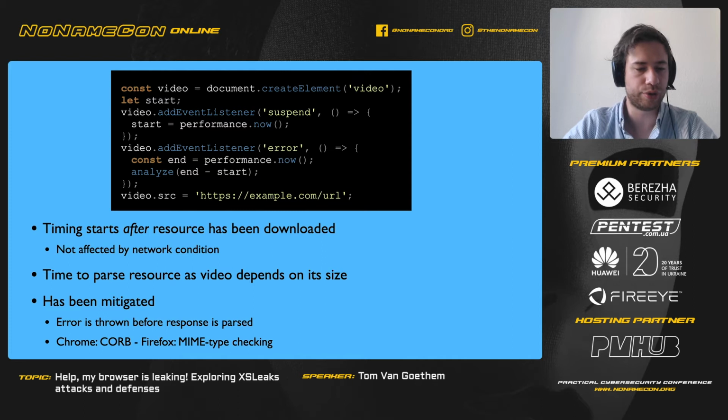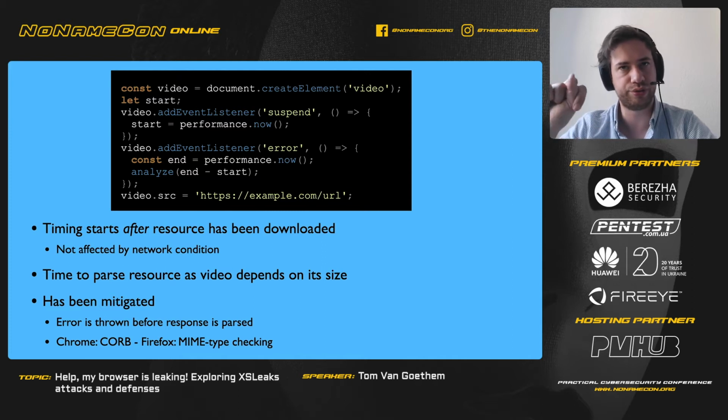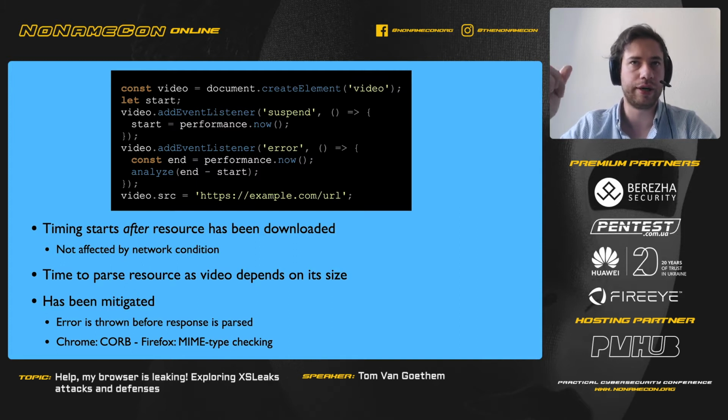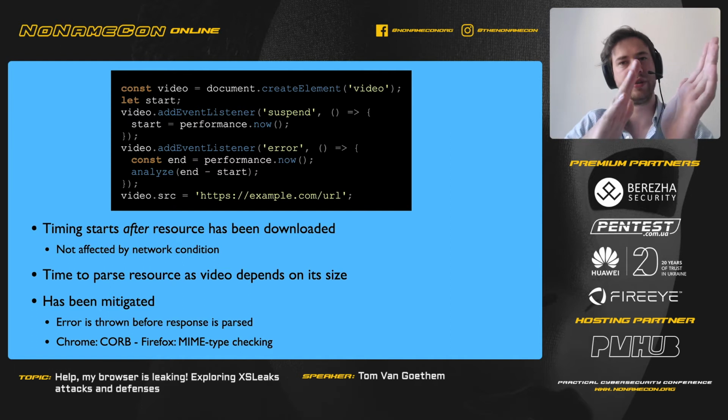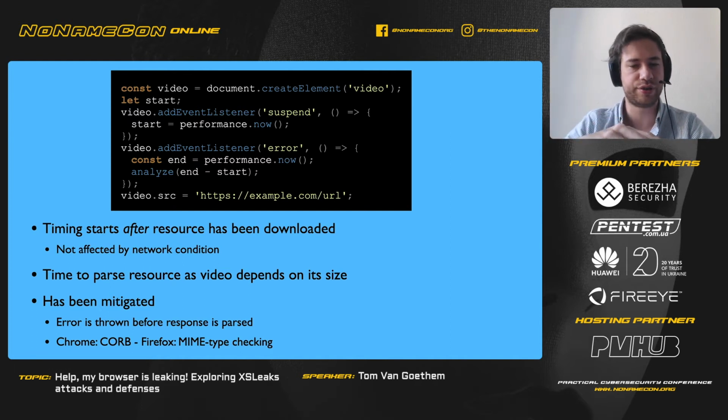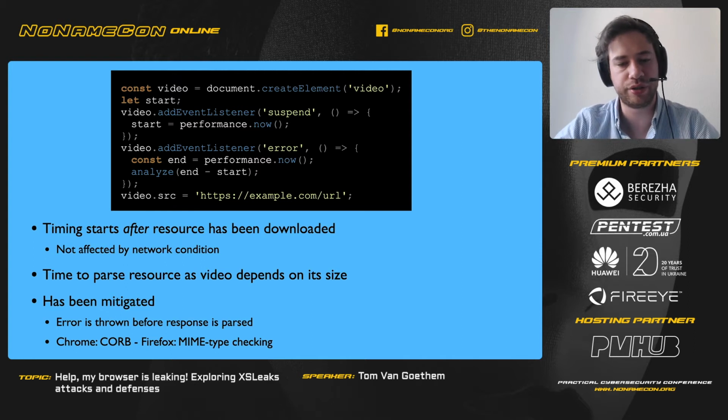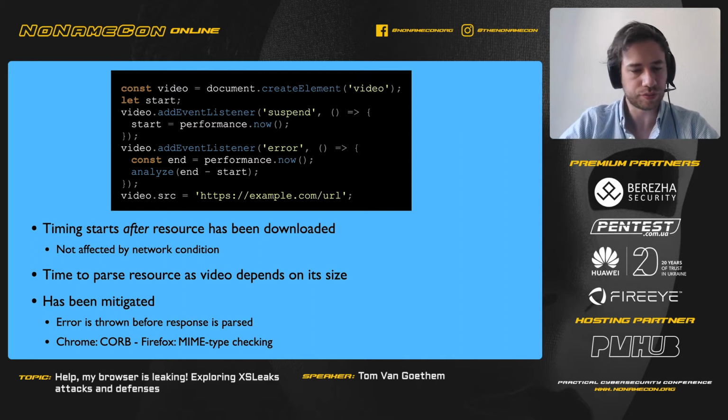And in Chrome, this is because of the cross-origin read blocking, because HTML, XML, and JSON content is not allowed to be in the same renderer. So this mechanism will prevent the video from being rendered. And for Firefox, they perform some MIME type checking, so they will not actually process the video.